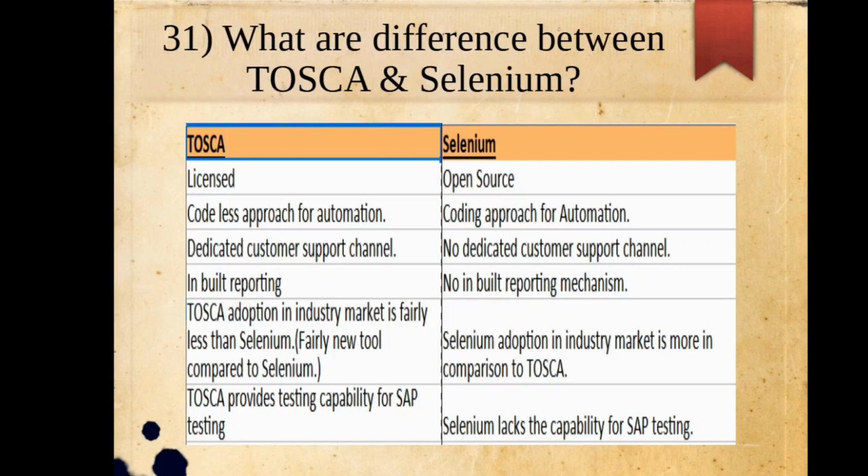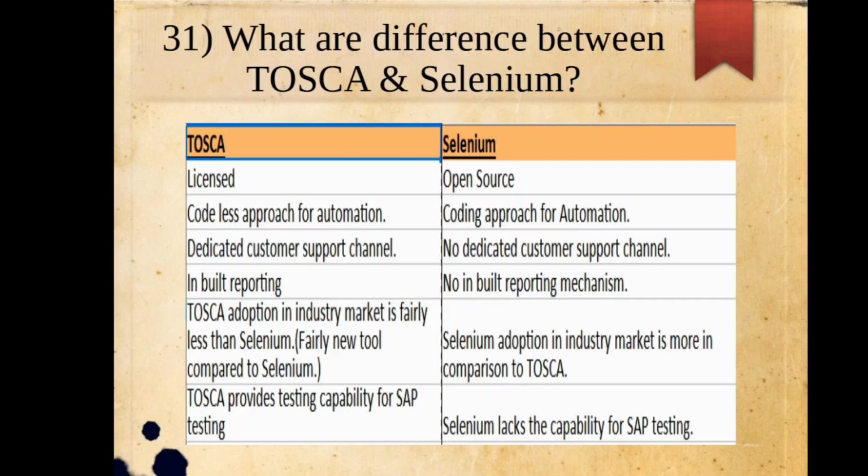In case of TOSCA, the adoption in the industry is less than Selenium. Selenium has been available for quite a while, and it has been one of the most popular tools, so it is more widely adopted. In terms of TOSCA, it is a fairly new tool if you compare it with Selenium. TOSCA provides testing capability for SAP testing, however Selenium lacks that capability.